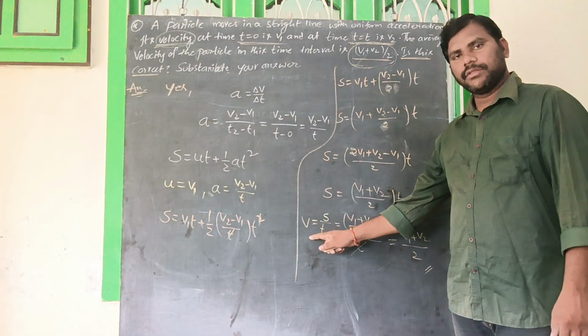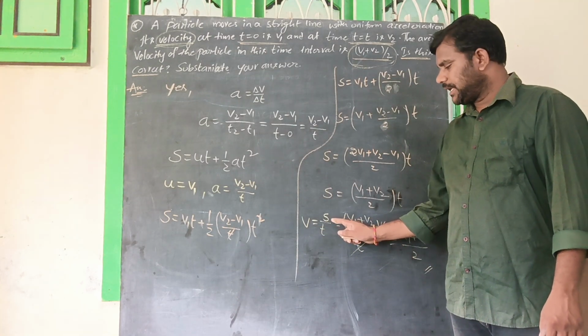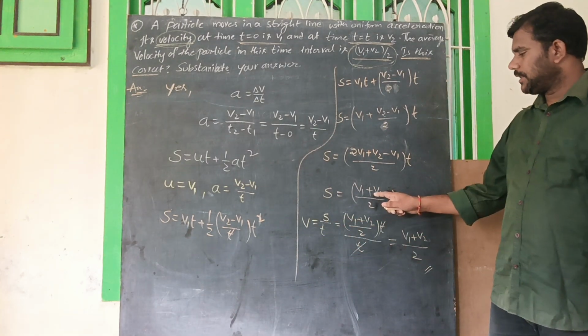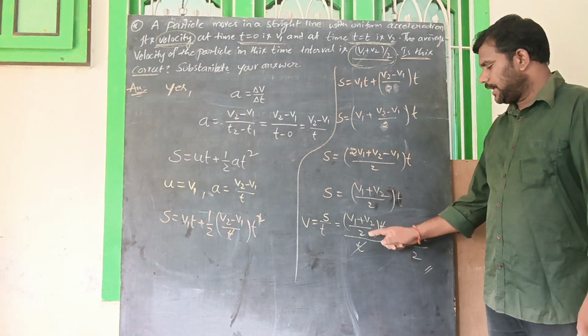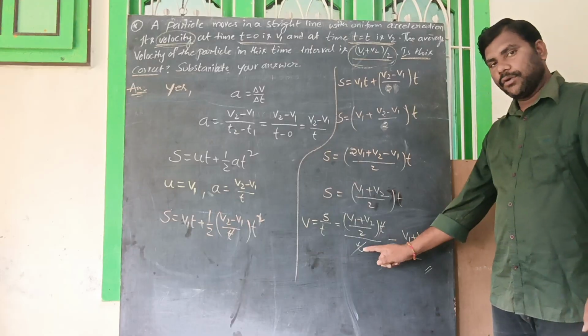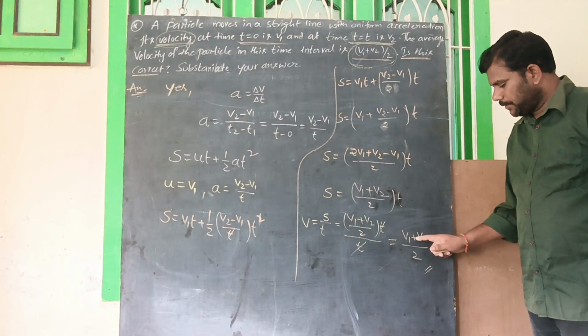Now we can find the velocity. The velocity is equal to displacement by time. Displacement s by t, the displacement value is (v1 plus v2) by 2 into t, divided by t. Here t is cancelled. Then we can write the final value as (v1 plus v2) by 2.